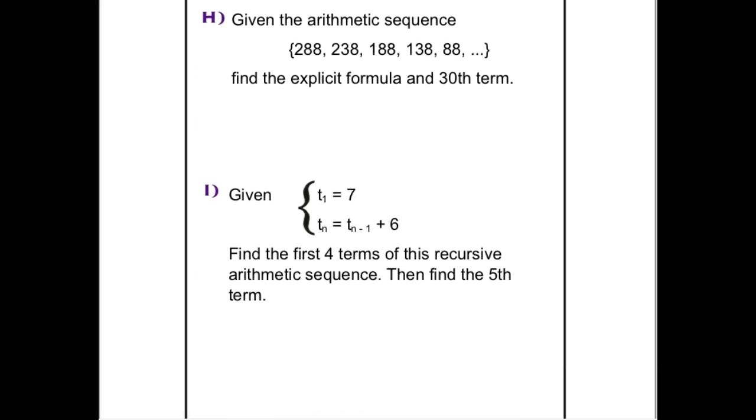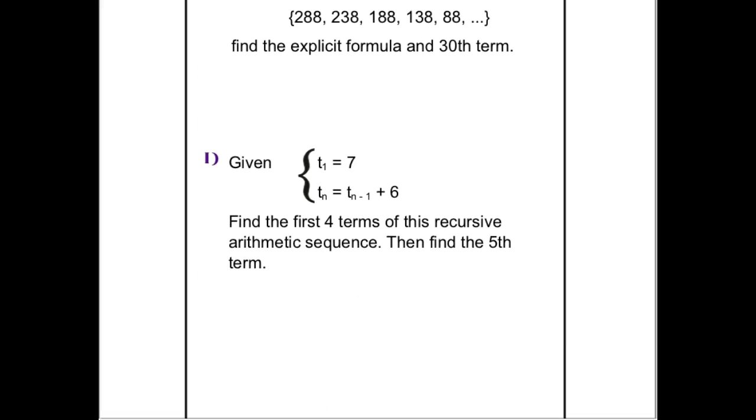And finally, if I'm giving you the recursive formula of t sub 1 equal to 7 and t sub n equal to t sub n minus 1 plus 6, I want you to find the first 4 terms and then the fifth, so basically the first 5 terms.